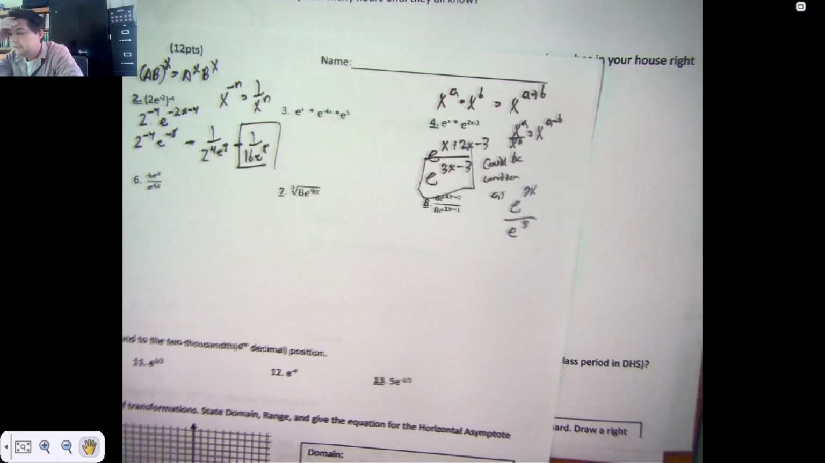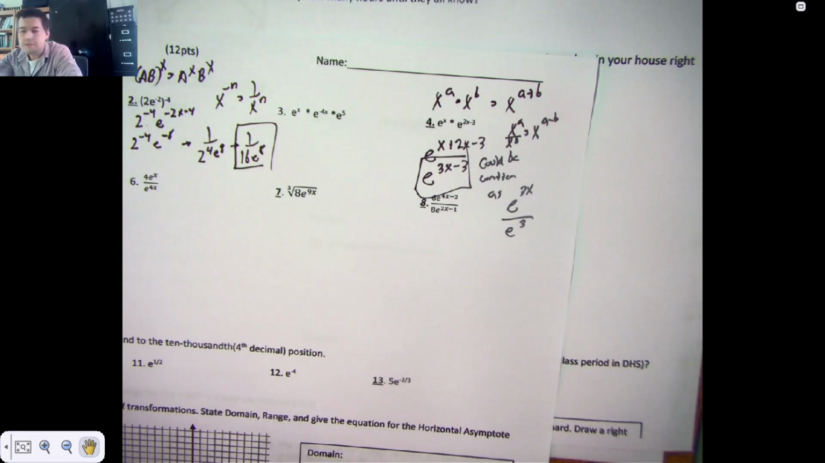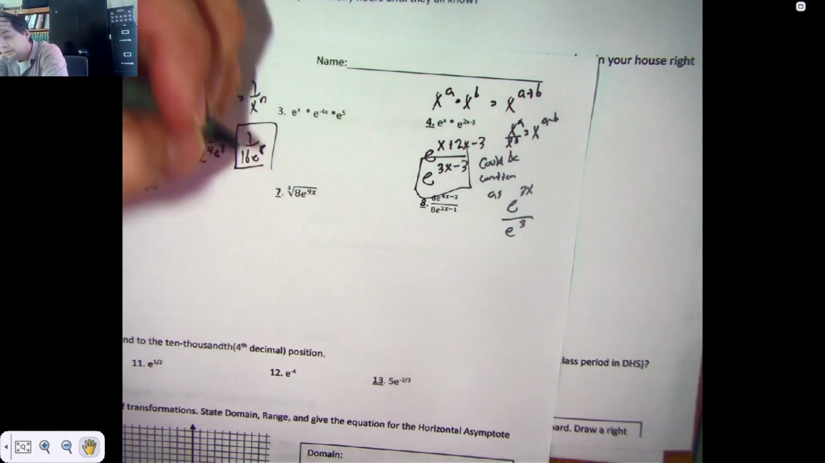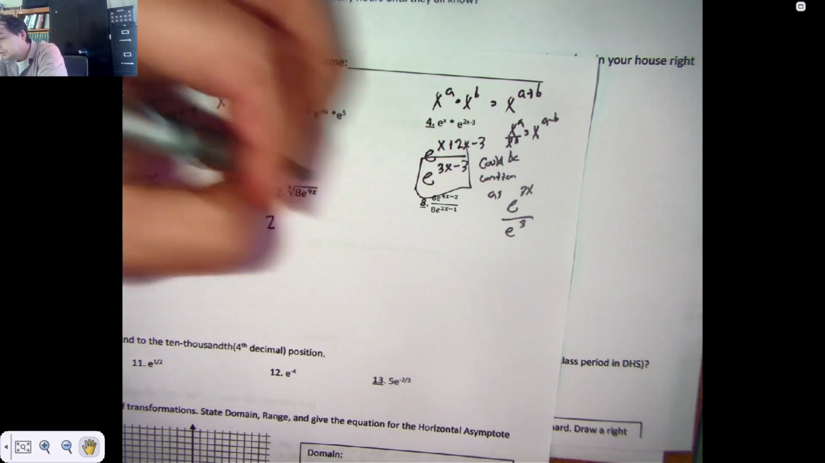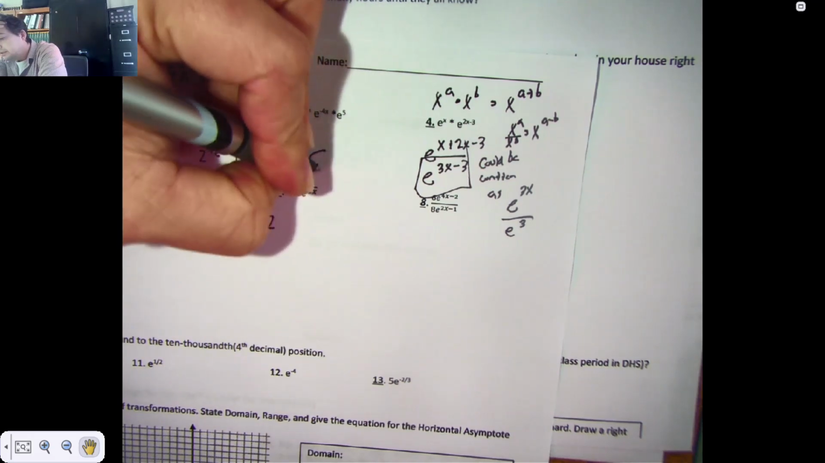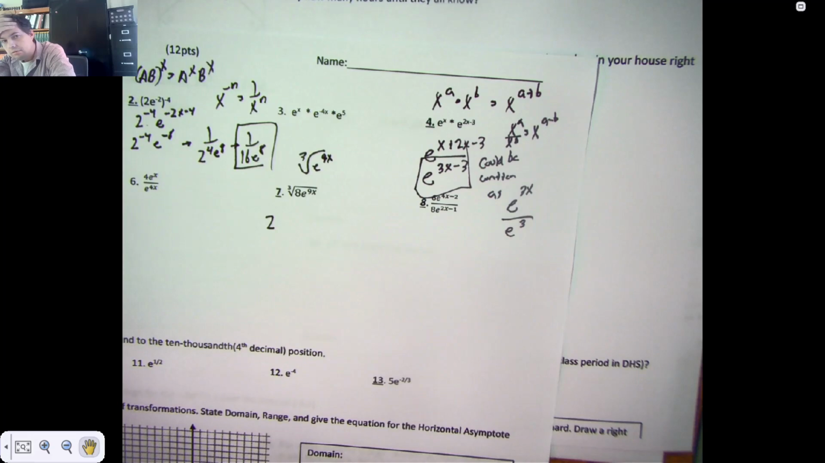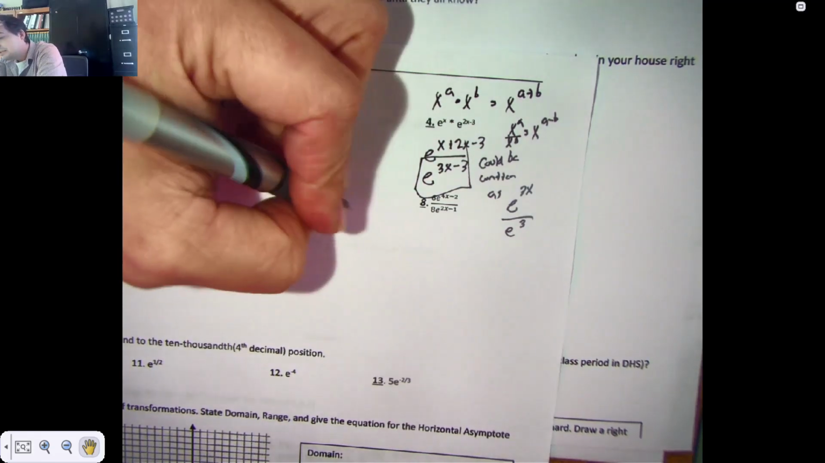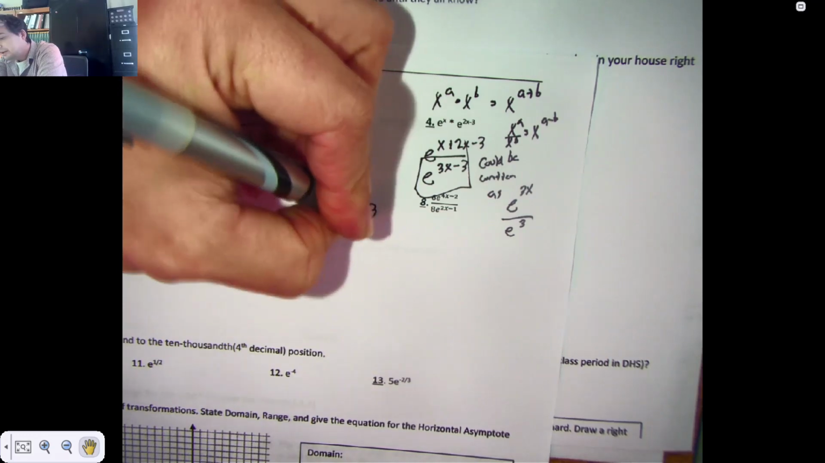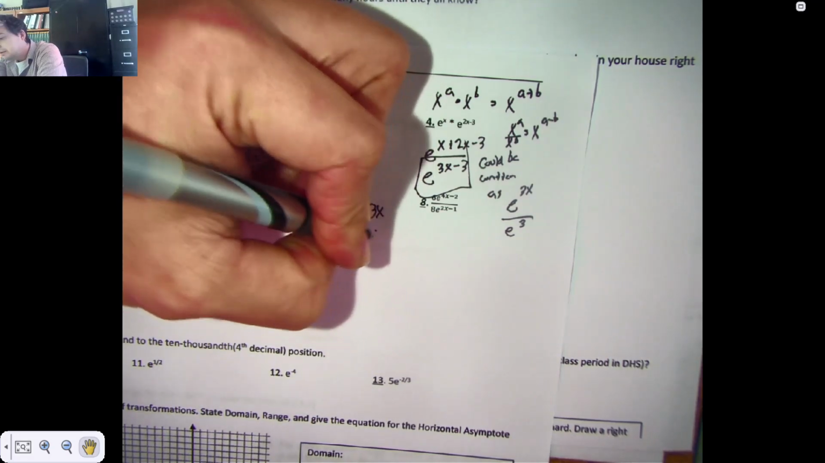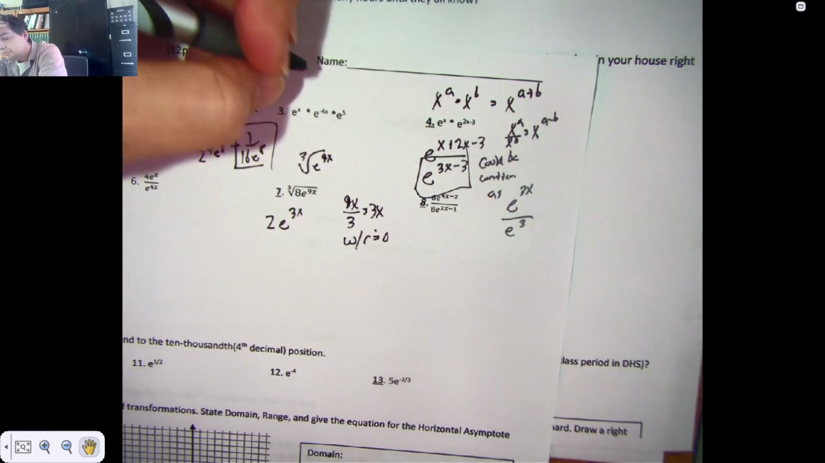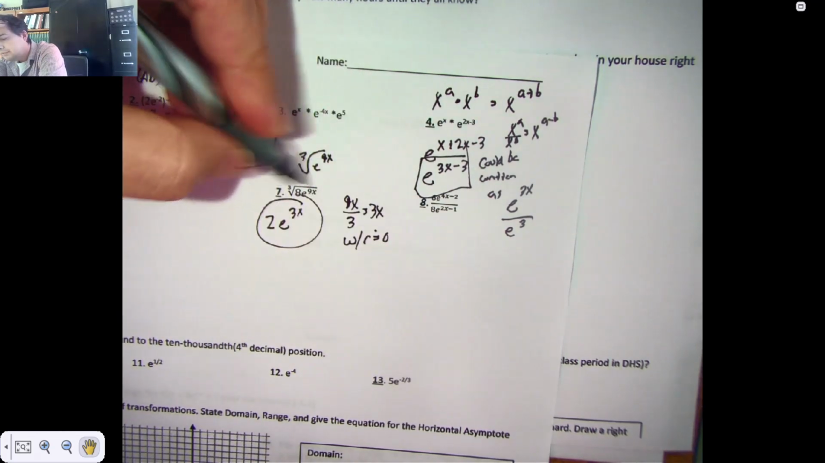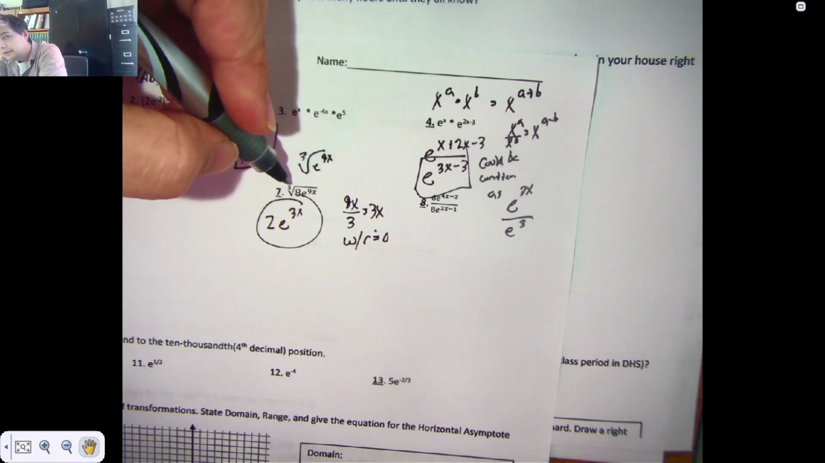Number 7, what do we got here? A cubic root? Cubic roots are easy. The cubic root of 8 is 2. What on earth is the cubic root of e to the 9x? Huh? It's actually e to the 3x. Weird, huh? The reason it's e to the 3x is because 9x over 3 is 3x with a remainder equal to 0. Remember that whole dividing? We divide the power by the root.